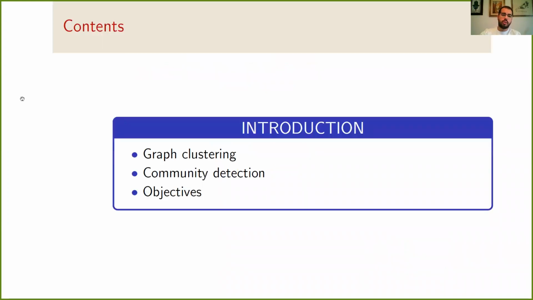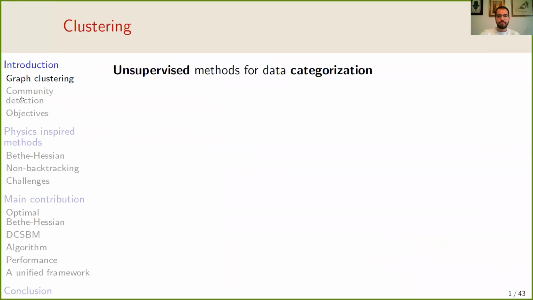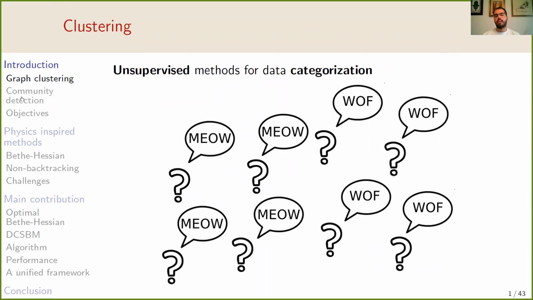First of all, I'll try to explain what spectral methods for graph clustering mean, and in particular, I'll focus on the problem of community detection. So clustering methods are unsupervised algorithms for data categorization. To visualize this, the idea is that we have a data set of which we only have some partial information.